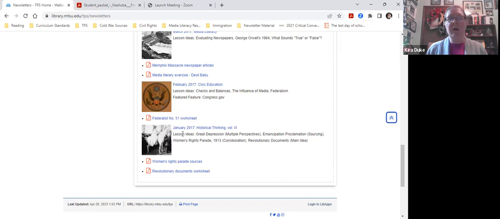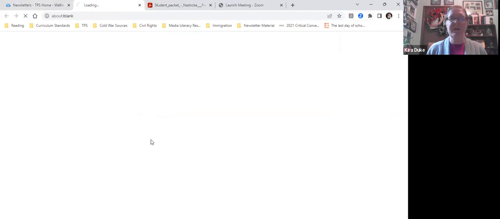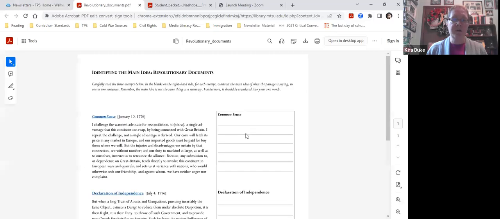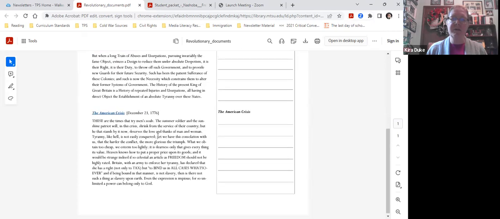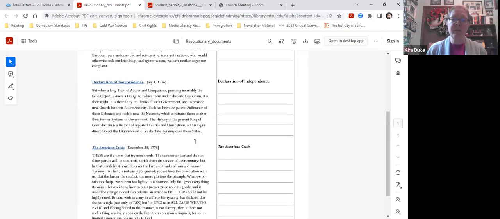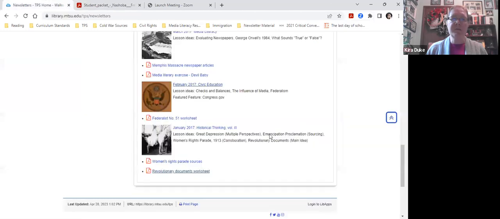And then in our January issue on historical thinking, there is a lesson idea on revolutionary documents. Again, this is looking at the seal of Maine idea, and you can see here that there is a worksheet linked as a complement to that. And here is what that worksheet looks like, where we can see that there are excerpts from some documents such as Common Sense, the Declaration of Independence, and the American Crisis that you could use with students.